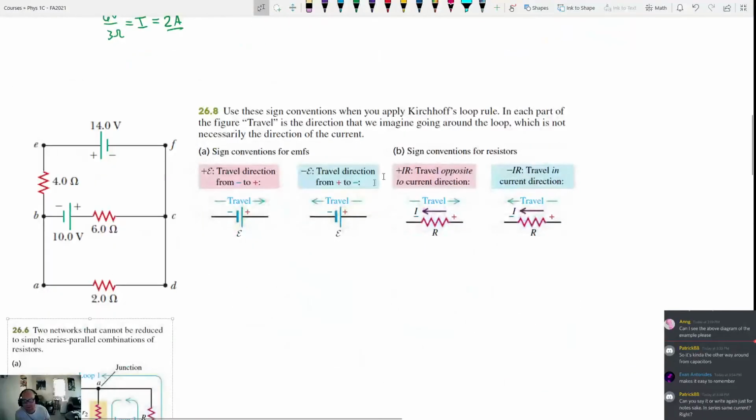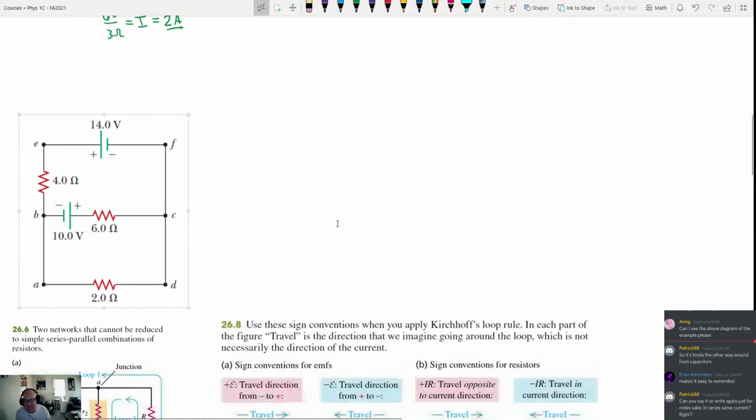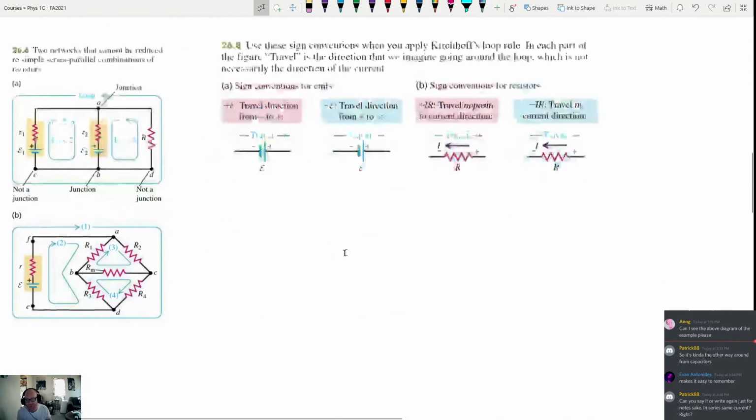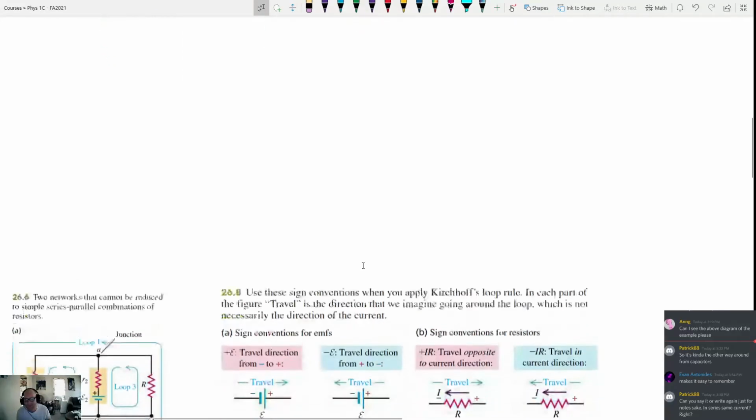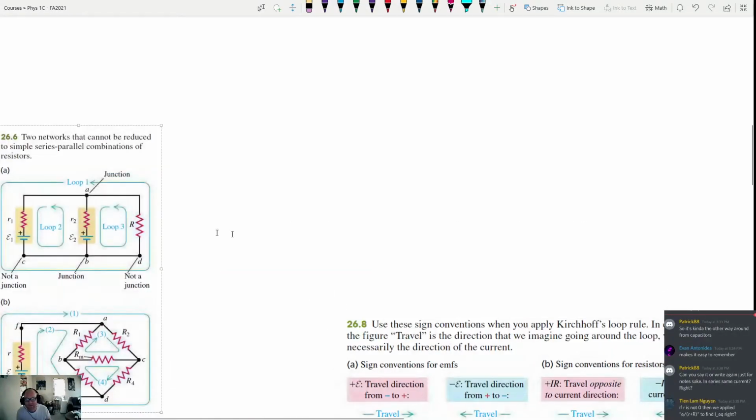Okay, so let's get into it. I think what we're about to do is probably going to be the most helpful for you, not only for your homework, but also for the lab that we just did. So that's going to be talking about Kirchoff's rules. So let's do that.